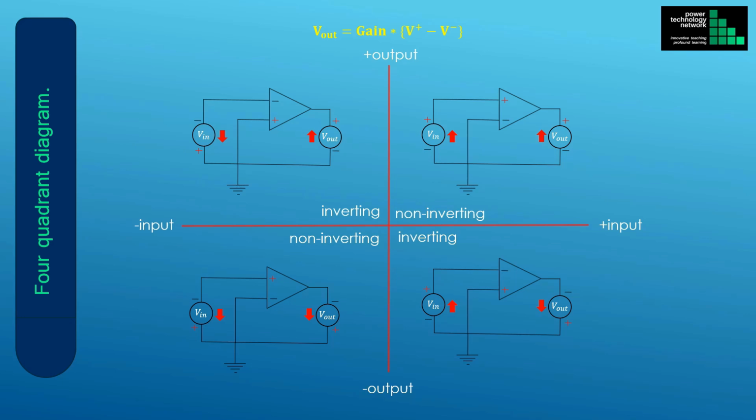Finally, in the fourth quadrant we have an inverting amplifier again. The input voltage is applied to the negative terminal of the amplifier, making the amplifier gain negative. With the input voltage positive and the amplifier gain negative, the output voltage is negative.